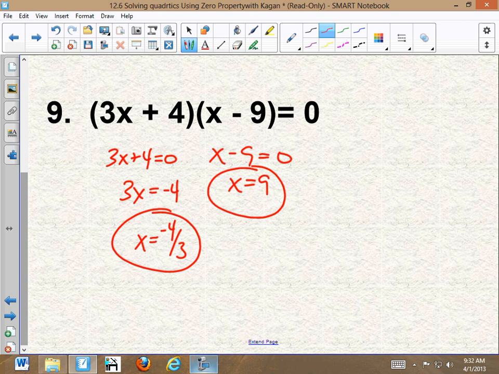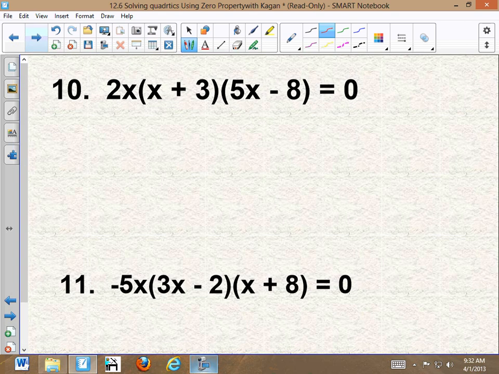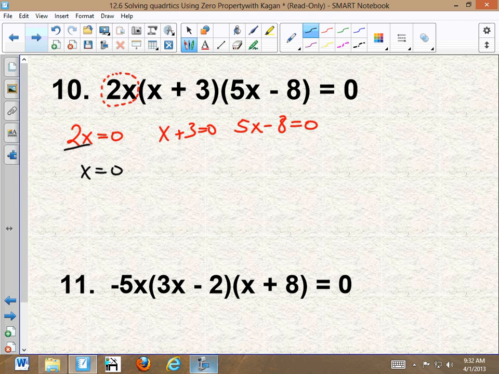This means yes. This means no. Yes. Now, look at number 10. What do you notice about the 2? It has an x. So that means now I need to go 2x equals 0, x plus 3 equals 0, 5x minus 8 equals 0. X equals 0 because when I divide both sides by 2, 0 over 2 is 0. X equals negative 3. 5x equals 8. X equals 8 over 5. So these are my 3 answers.